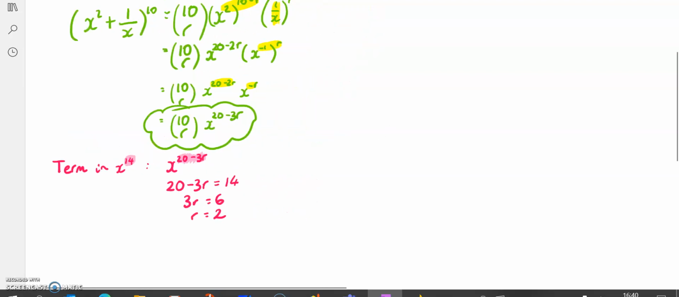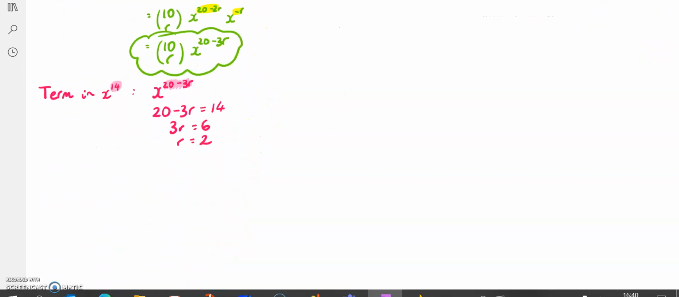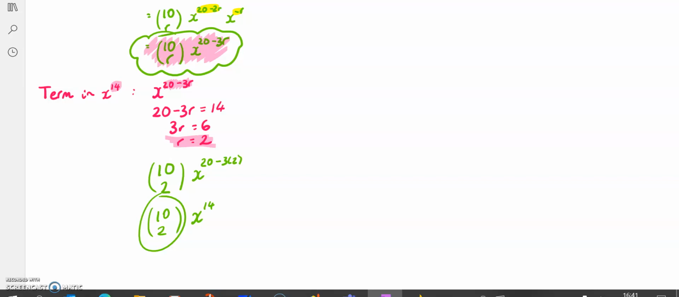So in order for us to find the coefficient, hence or otherwise obtain the term in x to the 14, we're going to take our general term, 10 choose r, x to the 20 minus 3r, and substitute r equals 2 into that. So to find the term in x to the 14, it's going to become 10 choose 2, and that's going to become x to the 20 minus 3 times 2. 10 choose 2 times x to the power 14. So this is the term in x to the power 14 that we need to calculate.